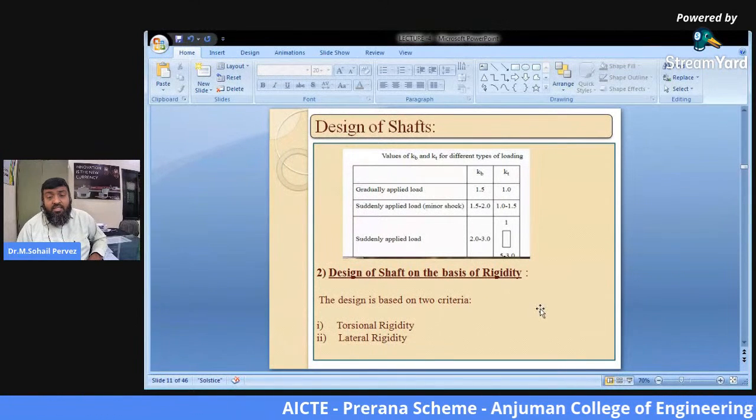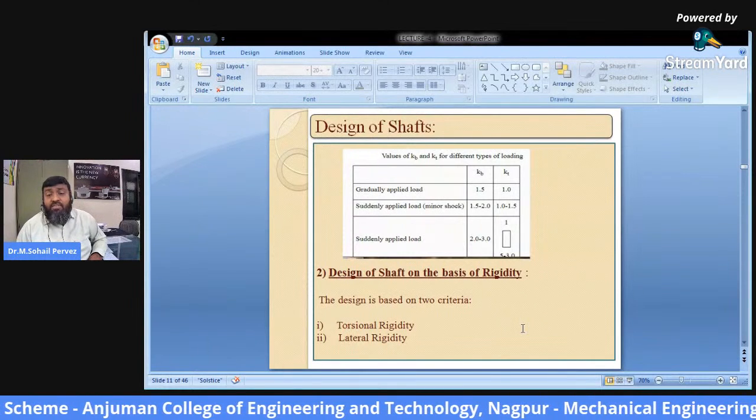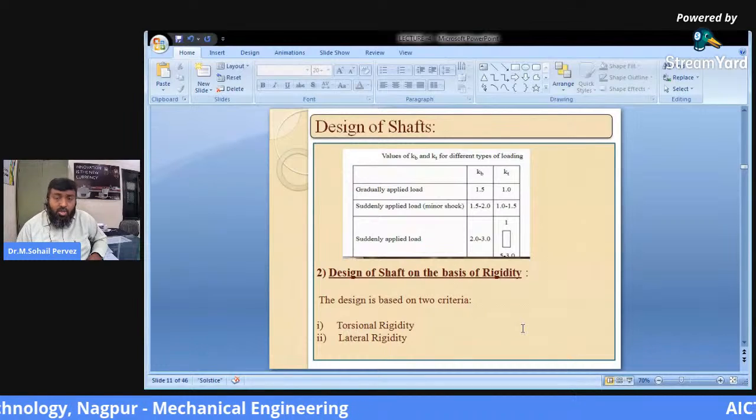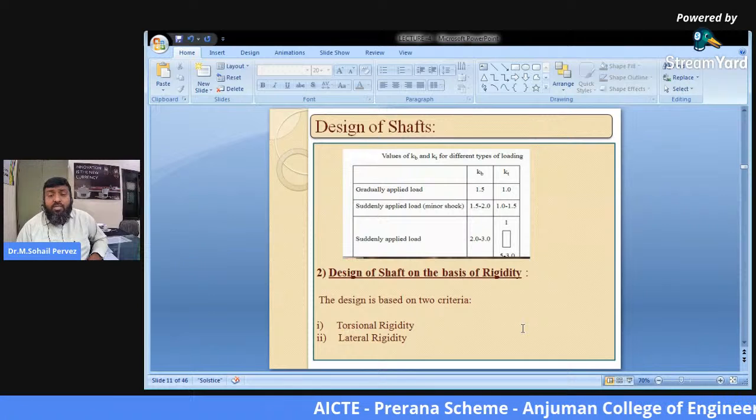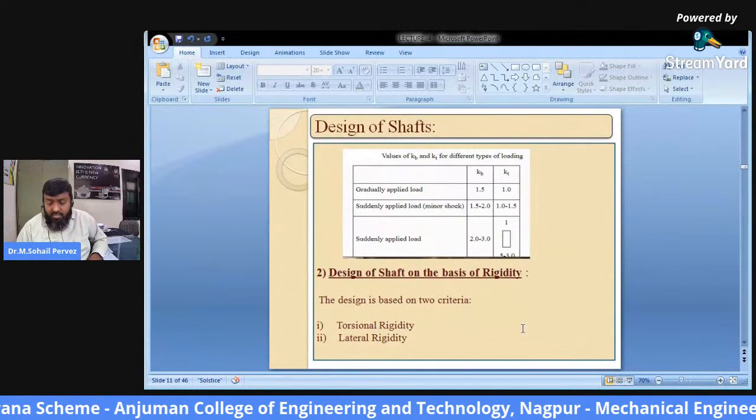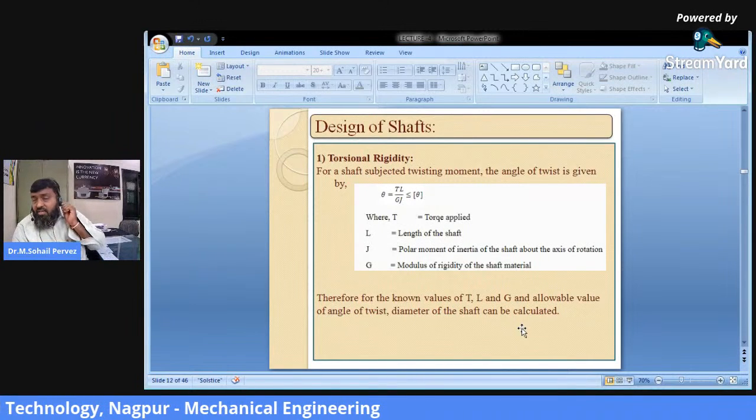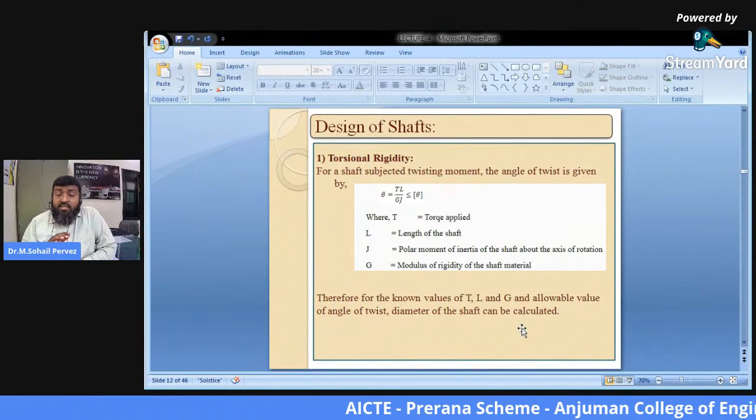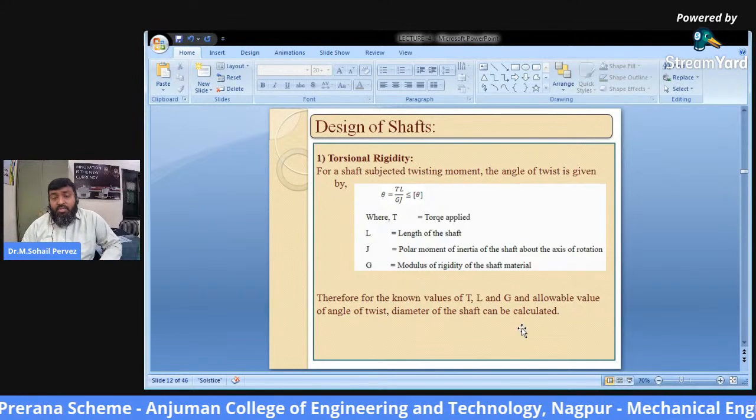The next aspect is design of shaft based on rigidity or stiffness. Up till now, we have discussed the design of shaft based on strength, torsional strength, both solid and hollow. Now we will look into the basis of rigidity. When we say stiffness, it is resistance to deformation. So, there are two types of rigidity. Number one is torsional rigidity, wherein the shaft will fail due to twisting moment.